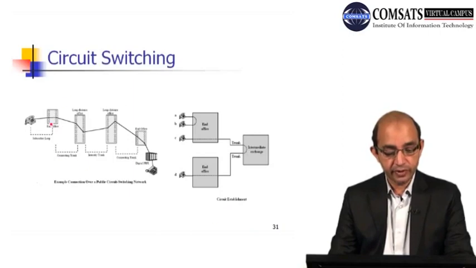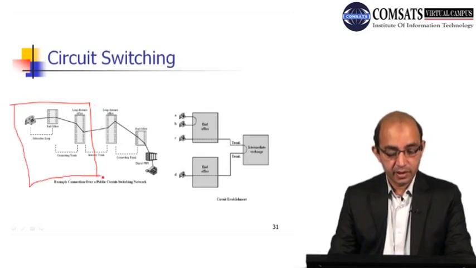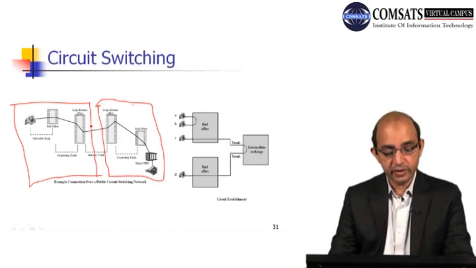You can see that this is the local exchange, and from here we have the trunk that is allocated. This is the local loop, and then this is the long distance office. This is the central exchange from one area, and this is the other area. It can be from one city to another city, or a long distance.